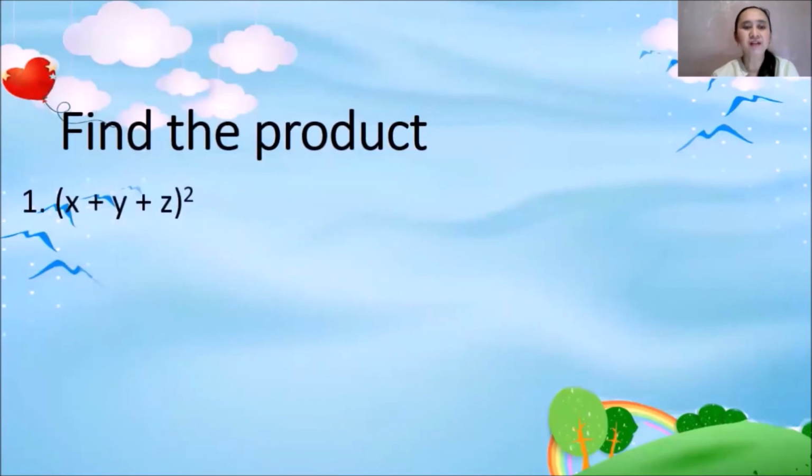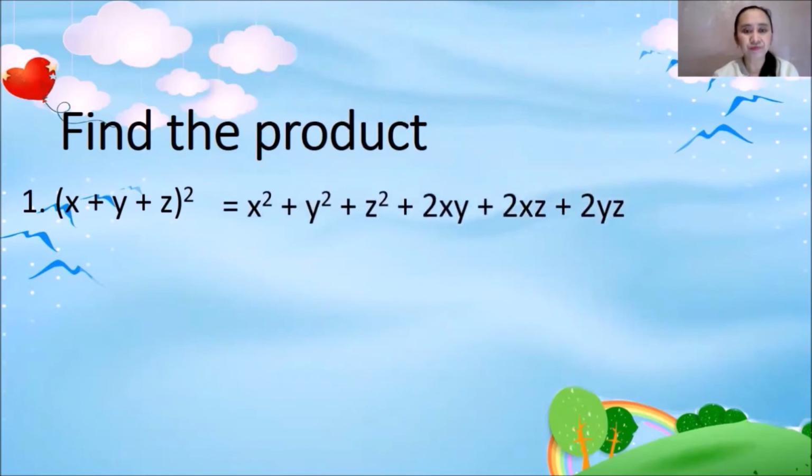Okay, another example. Meron pang another example kasi mas madaming example, mas maiintindihan natin. So the product of the quantity x plus y plus z squared is equal to, square the first term x times x is x squared. Square the second term y times y is y squared. Z squared is z times z.